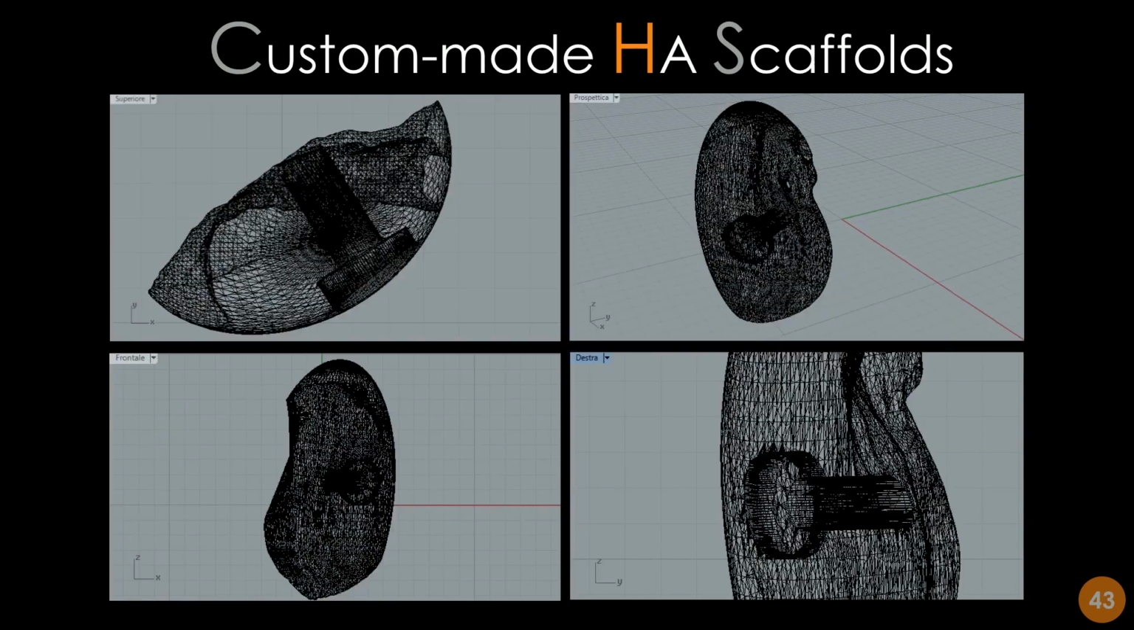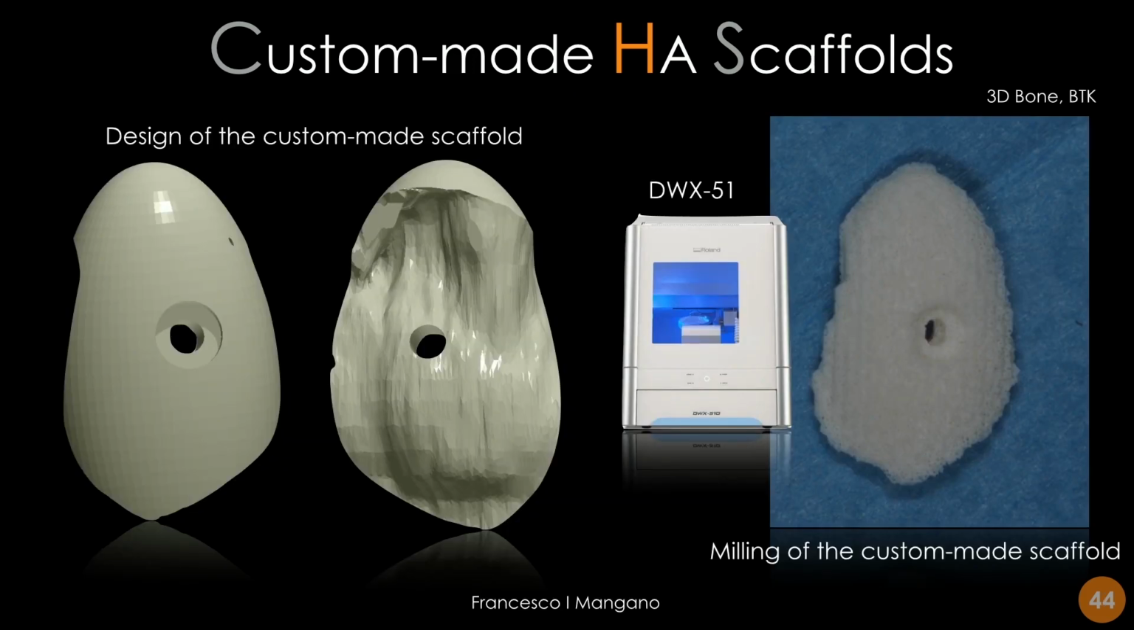design the custom-made scaffold. Here the adaptation of the scaffold in a reverse engineering, with a hole created through the scaffold for the fixation of the scaffold. Professor Aldo Macchi was one of the most important experts in this kind of treatment procedure. And here the scaffold is milled with a Roland DWX51. This product is also called 3D Bone, from the same company as before, BTK, and it's ready for clinical use.